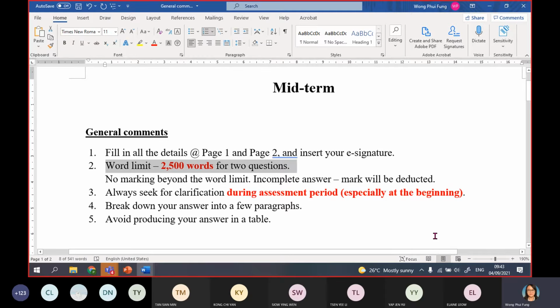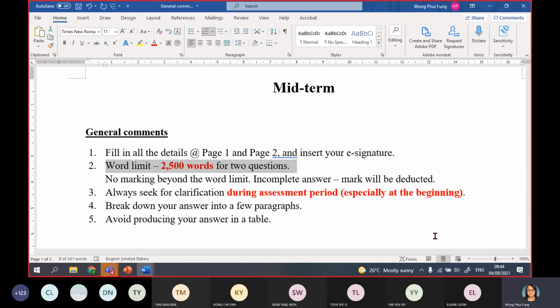Some of you, if you received a message on your midterm answer script where I wrote about the word limit, then you have to be careful already. Some of you didn't exceed the word limit, so I only gave you a warning. Some of you actually already exceeded the word limit. But for the midterm, I closed one eye and I didn't deduct your marks. I still read your answer until the end. Actually, this is not fair to other students because I already mentioned the word limit is 2,500 for two questions.